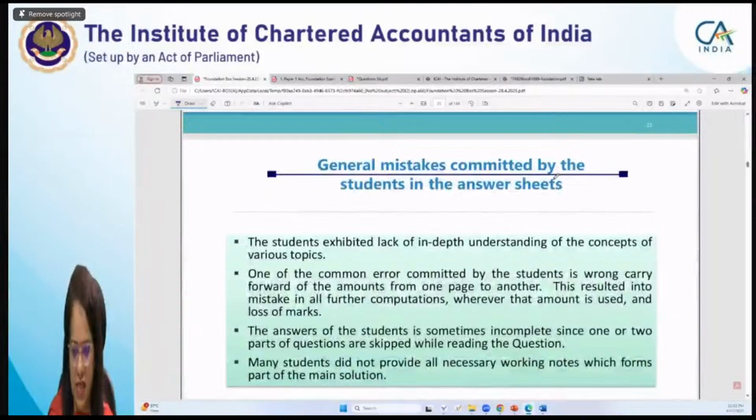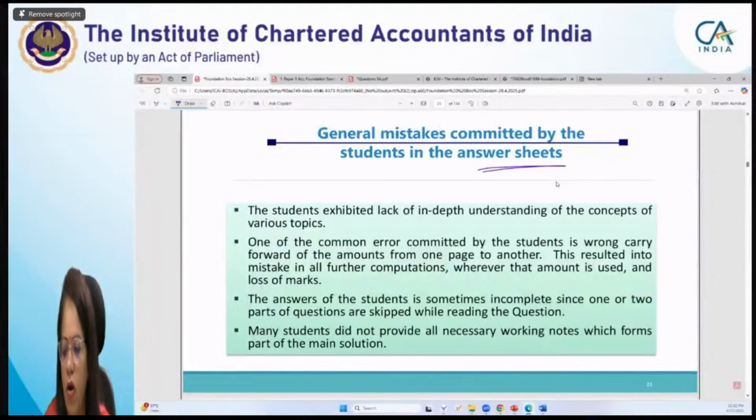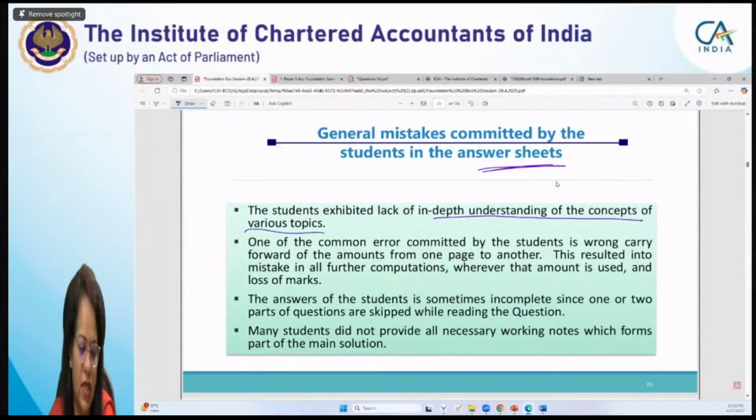Then the mistakes committed by the students during the answer sheet evaluation. What mistakes you should avoid while solving the paper. The students exhibited lack of in-depth understanding of the concepts of various topics. I tell you, students, in the last paper in January 2025, there was a very simple question based on LIFO and weighted average. These are the concepts of inventory. But the twist in the question is that they have given some expenses in between. So how to solve that, how to carry forward those expenses.